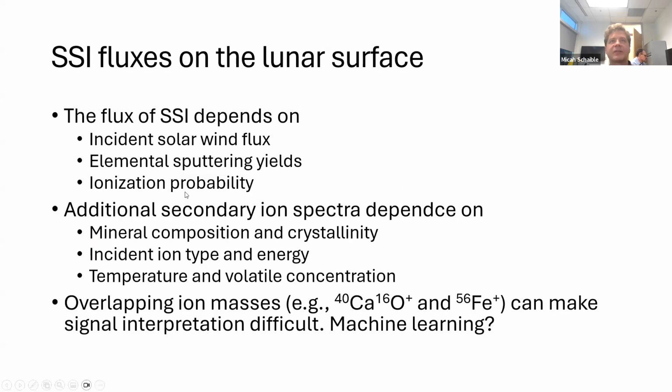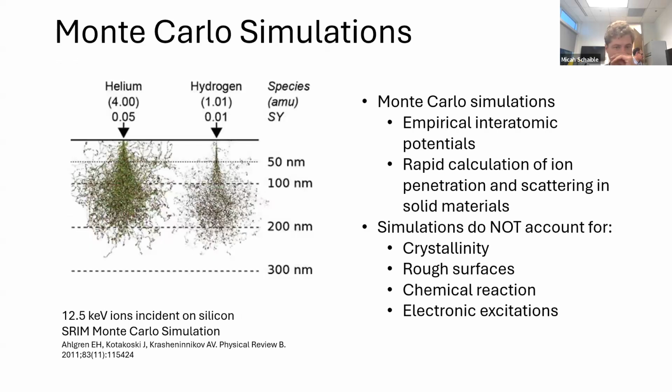So to get at this first part, the flux of secondary ions leaving the lunar surface, the first thing that we want to know is what are the sputtering yields? How many of these secondary species are being removed as a function of that incident solar wind? The way that these simulations are typically done is we use Monte Carlo codes such as SRIM or SDTrimSP, where we simulate the implantation and energy loss of incident ions into a given substrate.